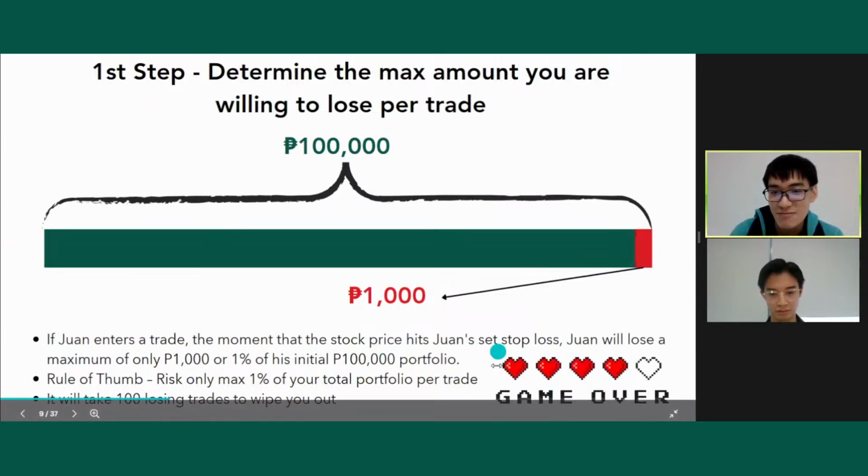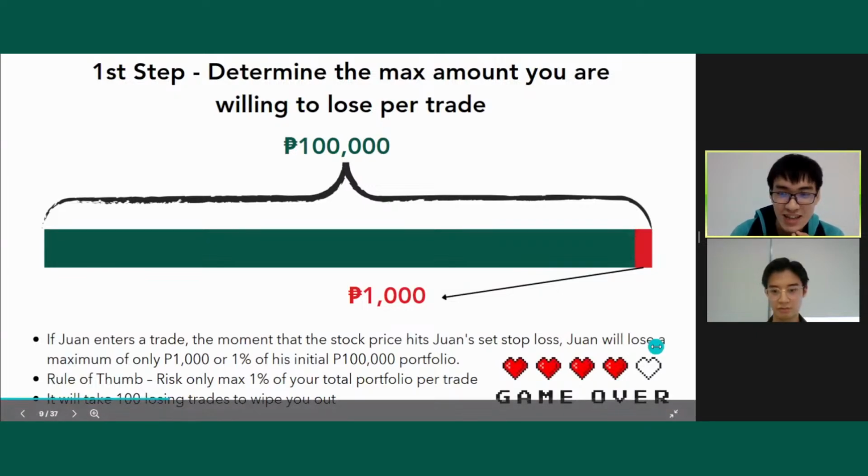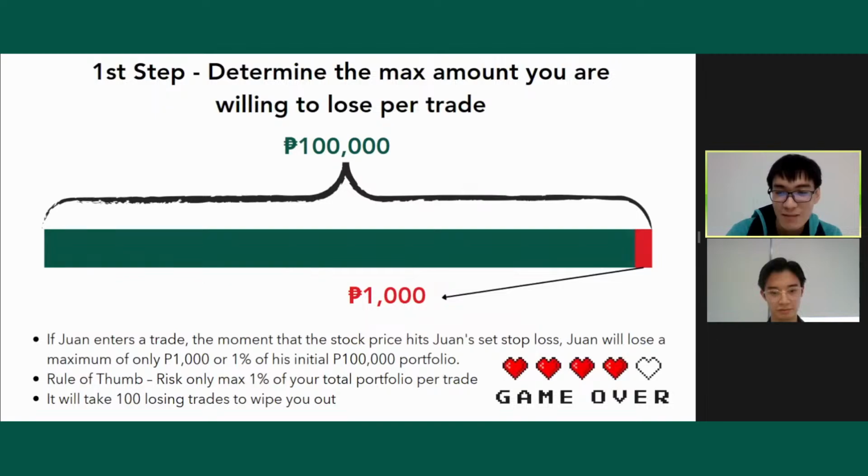So it looks like this, di ba? Yung mga hearts. So let's say you have 100 lives, di ba? 100 heart bars. So if you lose a trade, you just lose one health bar, di ba? Isa lang. But okay lang, di ba? Kasi you have 99 more, kasi you have 100 lives to begin with.